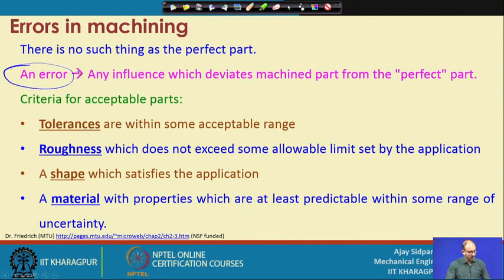Then if you cannot avoid the error, what do we have to do? We have to put one particular range. If your component is falling within that particular range, then you accept that component. If it is not falling in this particular range or selection criteria, then what do you have to do? You have to reject the component.